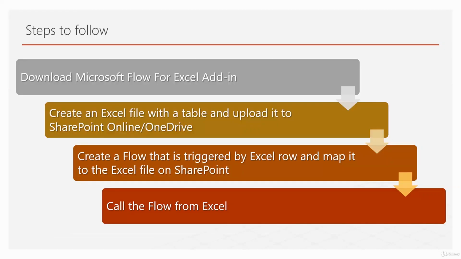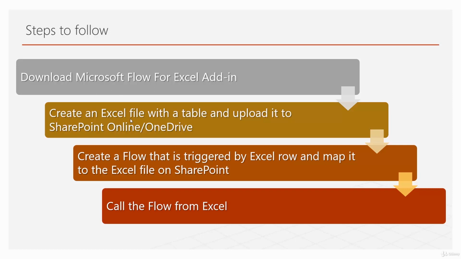So here's the plan. First, we need to download Microsoft Flow for Excel add-in. So this basically adds a feature to Excel that you can call Power Automate flows from Excel. Keep in mind that you can only use it on the Excel desktop. So as of today that I'm talking, you cannot achieve this functionality on Excel Online. You have to run it from Excel on your desktop.